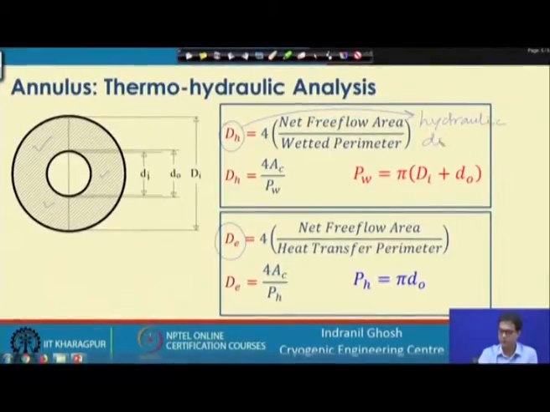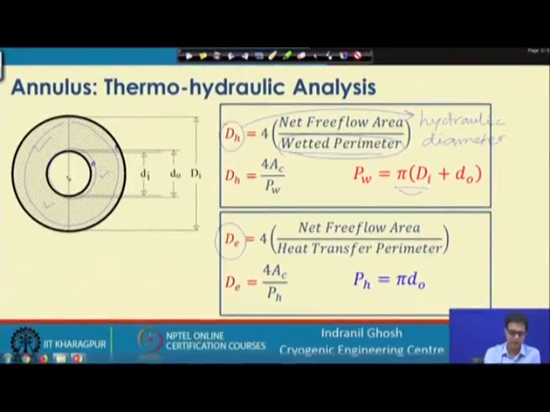This is the hydraulic diameter. It is defined as 4 times the free flow area divided by the weighted perimeter. What is the weighted perimeter? Weighted perimeter is this surface area and this perimeter. So, where the fluid is coming in contact to this surface, as well as it is coming to this surface. So, this is where it is weighting the perimeter, and that we have to take into account.